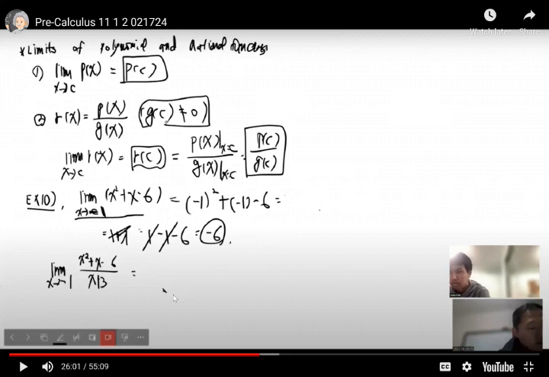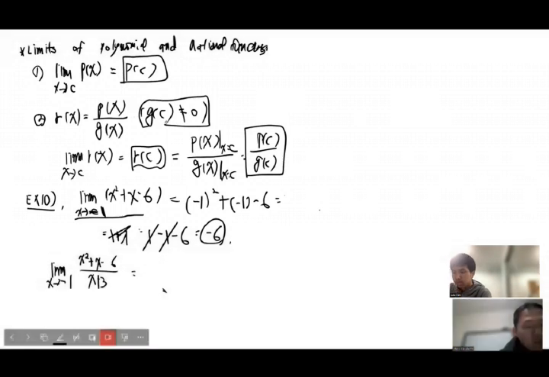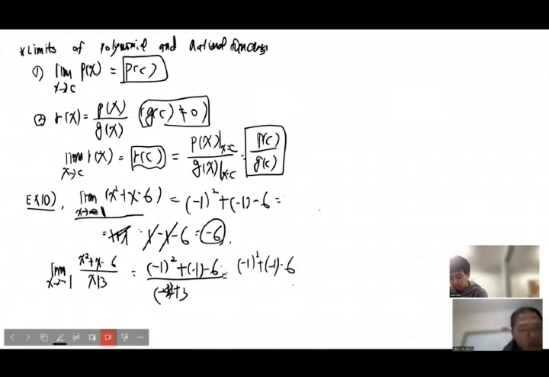Minus 2. Maybe 2. Let's see if that is the answer. Correct answer. So now you plug minus 1 into this formula, then that should be minus 1 squared plus minus 1 minus 6, divided by x plus 3. Here x is minus 1, right? So that is minus 1 squared plus minus 1 minus 6 over minus 1 plus 3.